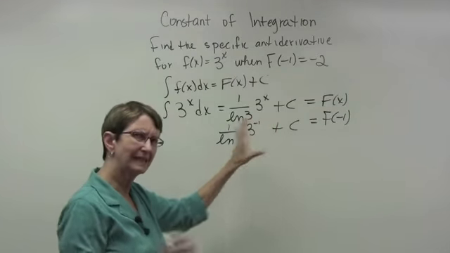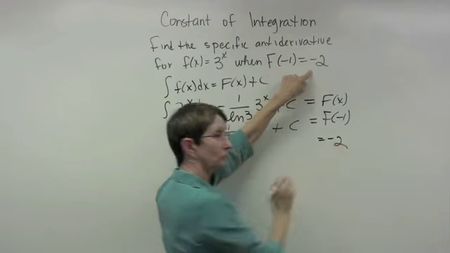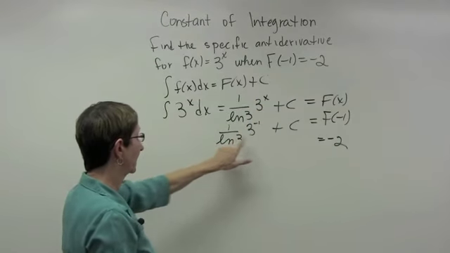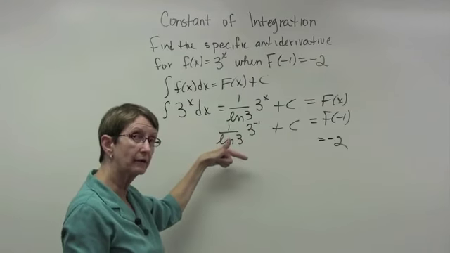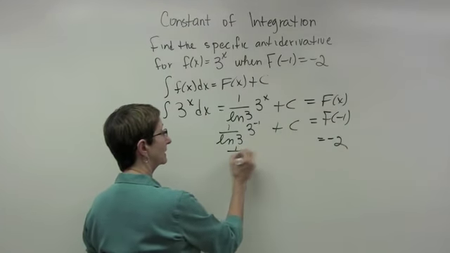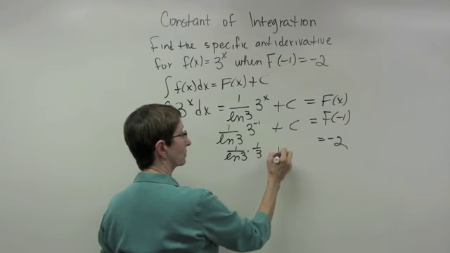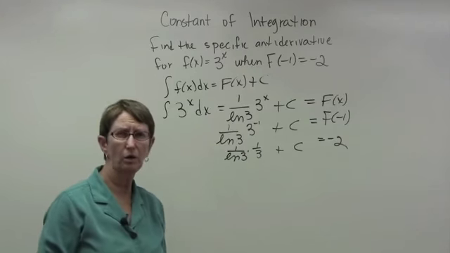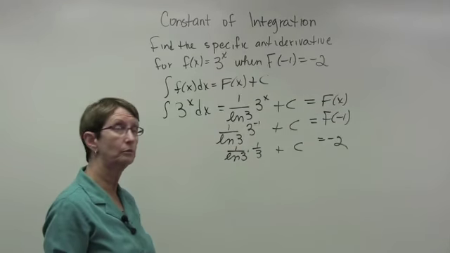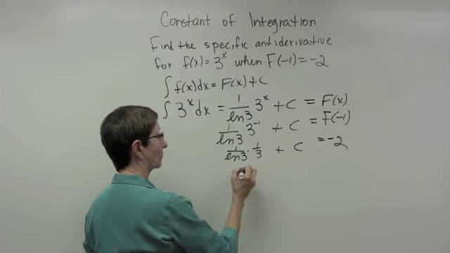Now this looks a little messy. Let's see if we can simplify. F of negative 1 is equal to negative 2. 3 to the negative 1 means move that 3 to the denominator. So I have 1 over ln of 3 times 1/3 plus c. Well, that didn't help a whole lot. Got rid of one of the exponents, though. So let's just see what c is going to equal.